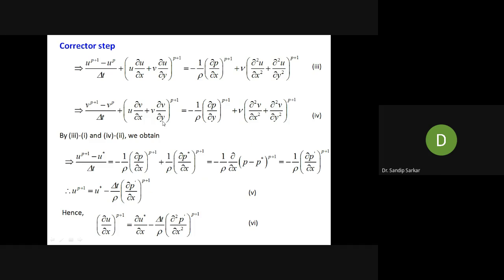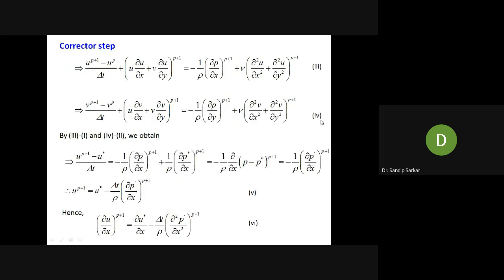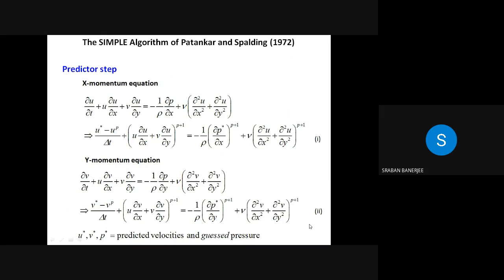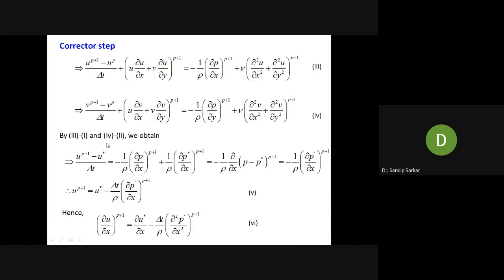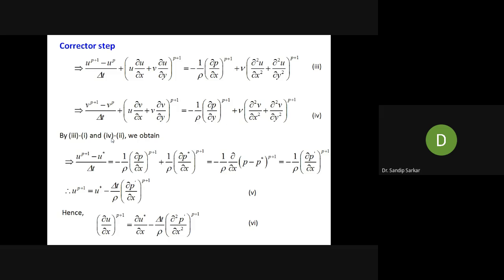Yes, sir. Now what we are doing, let us subtract equation number 3 by equation number 1. 3 minus 1, that is, I am subtracting equation number 3 with equation number 1, and equation number 4 with equation number 2. If we subtract, what will happen? Let us see equation number 3. So it will be u^(n+1) minus u star by delta t, equal to minus 1 by rho del p^(n+1) by del x plus 1 by rho del p star by del x. All other terms will cancel out, right?